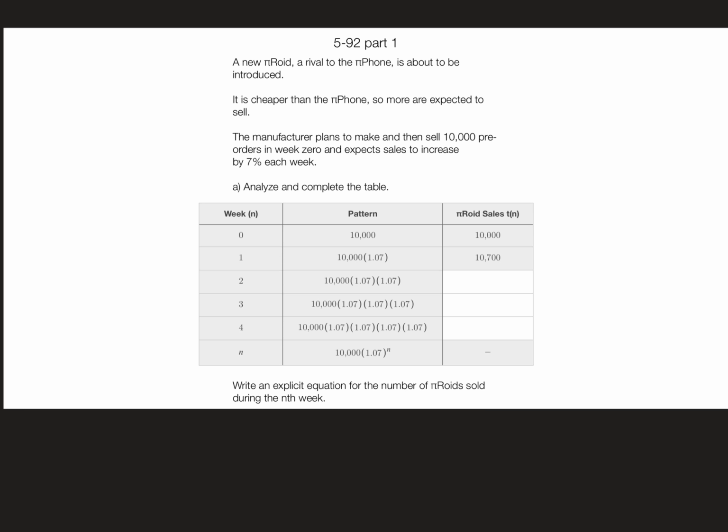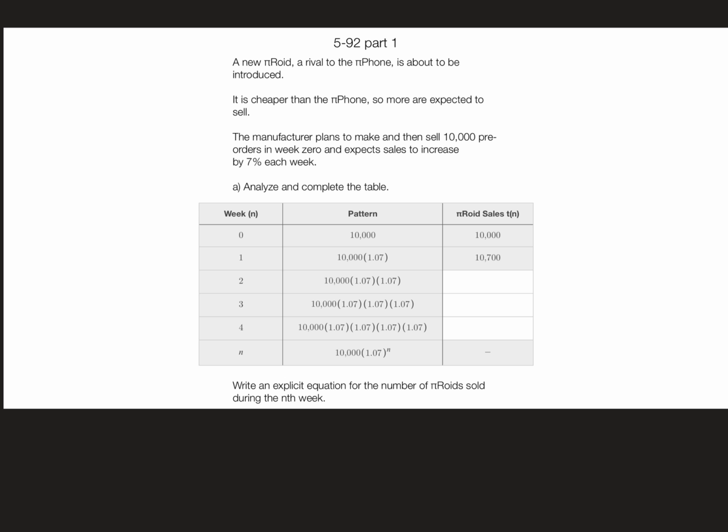So now that we sort of have this situation in check, what if we introduce a brand new phone that has a different rate of sales? So we have this Pyroid. It's different than the PiPhone. It's cheaper, so it's going to be expected to sell faster. So we expect to make and sell 10,000 pre-orders in week 0. But the sales are going to increase by 7% each week, whereas the PiPhones were 15% each week.